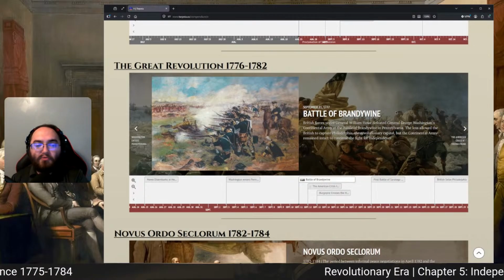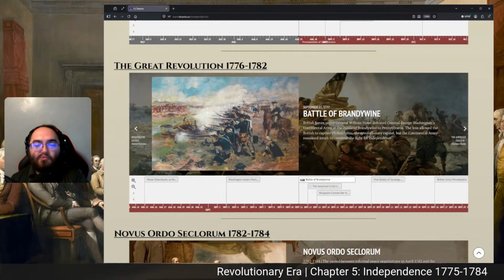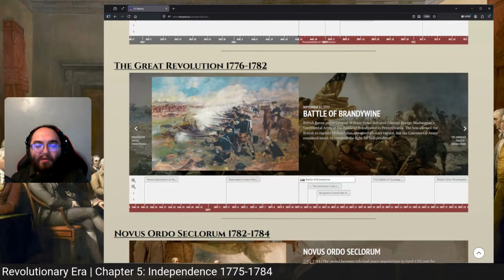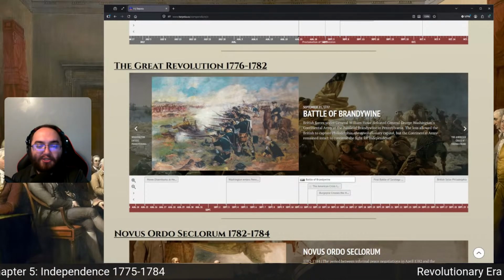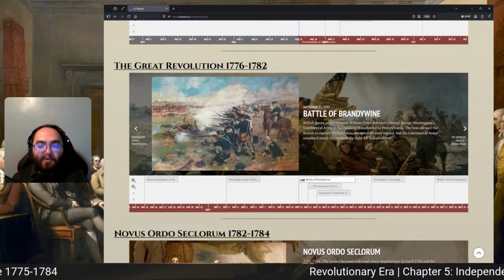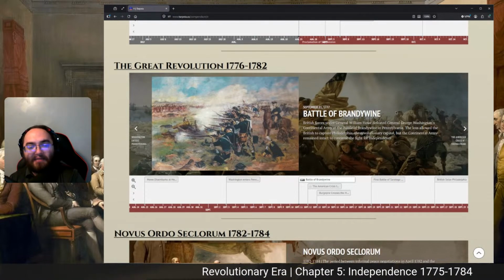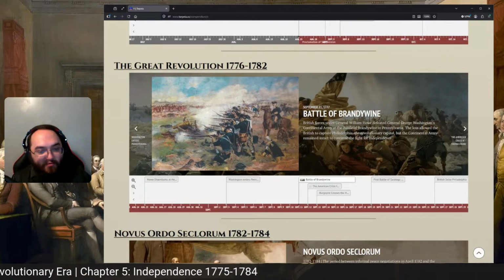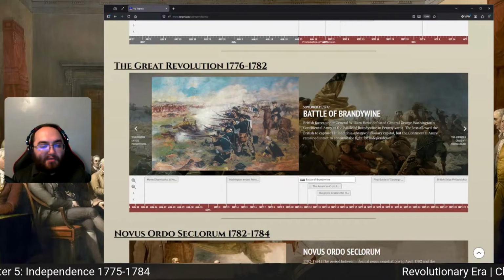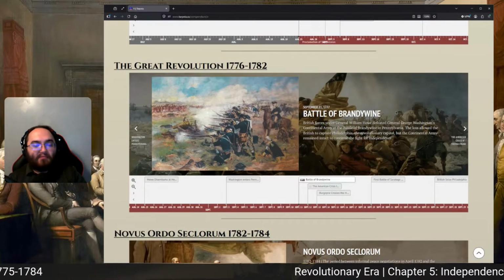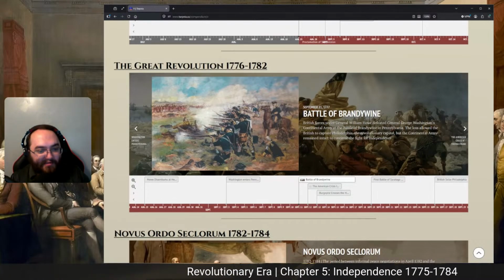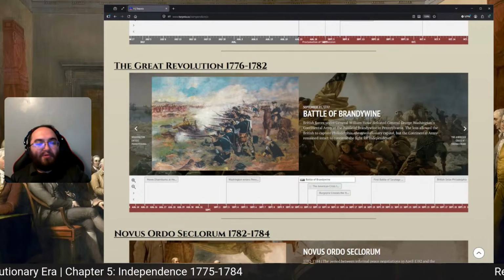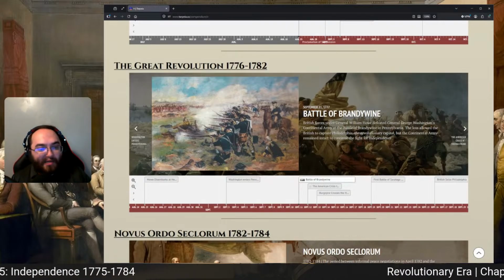British forces under General William Howe defeated General George Washington's Continental Army at Brandywine in Pennsylvania. The loss allowed the British to capture Philadelphia, the revolutionary capital, but the Continental Army remained intact. So the British might be winning all these battles, but they're not actually winning any actual objectives. Their objectives are taking land, but it's not about taking land, it's about defeating your enemy. And so if you take the land, but your enemy's still out there, then you actually didn't win anything.